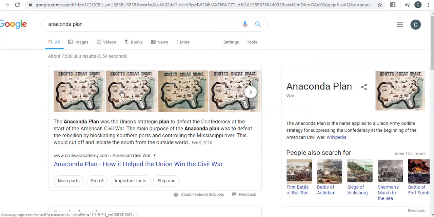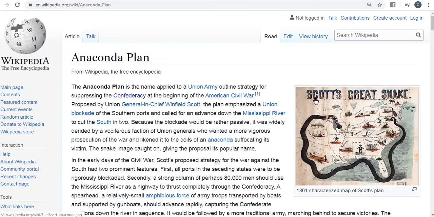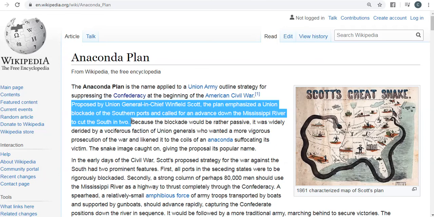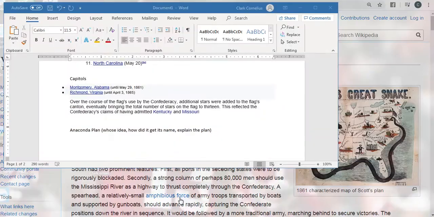Okay. Hey, it looks like a picture that Mr. C picked out. Okay. And I'm going to pick on it right here. Good information. The Anaconda Plan. It was proposed by Union General-in-Chief Winfield Scott. It emphasized a Union blockade of the southern ports and called for an advance down the Mississippi River to cut the South in two. Okay, I get that. That looks an awful lot like, let's look at that picture here when I cut and paste this. We'll come back to that.